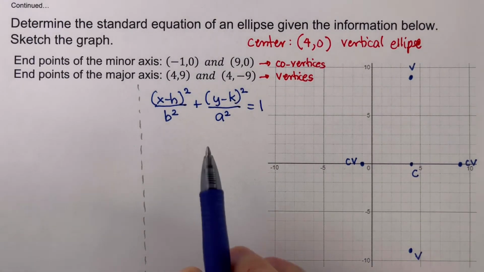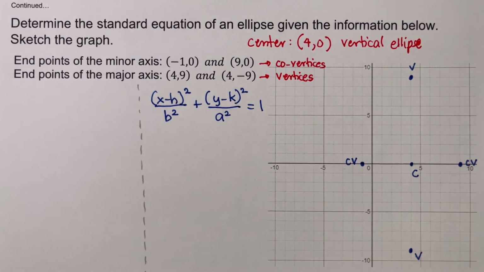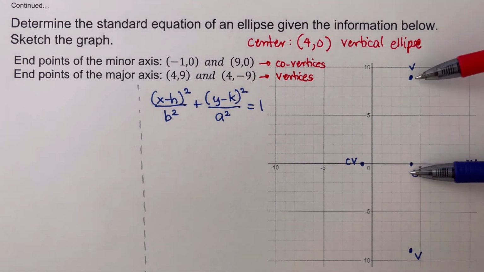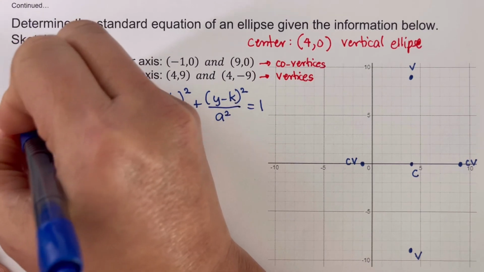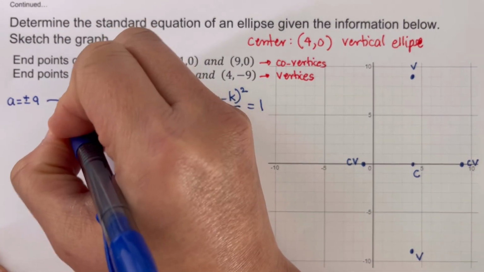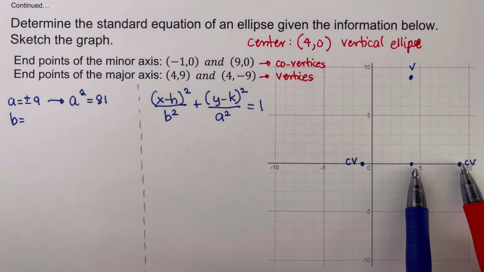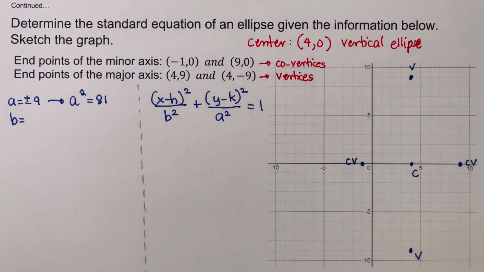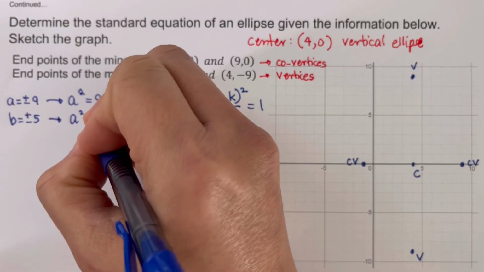I have written here the general equation of a vertical ellipse. Notice that our a squared is under the y squared. We remember that the distance from the center to the vertex is our a. Looking at this, we have 1, 2, 3, 4, 5, 6, 7, 8, 9. So our a value is plus or minus 9, which tells us that a squared is 81. And our b is the distance from the center to one of the two co-vertices, which is 1, 2, 3, 4, 5. So b is plus or minus 5, which tells us that b squared is 25.